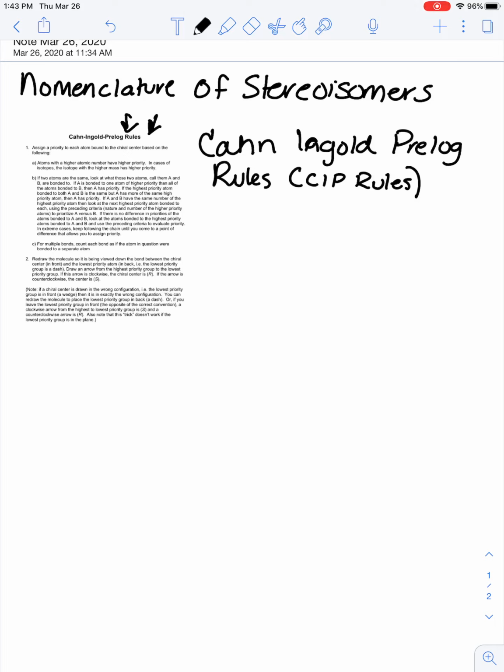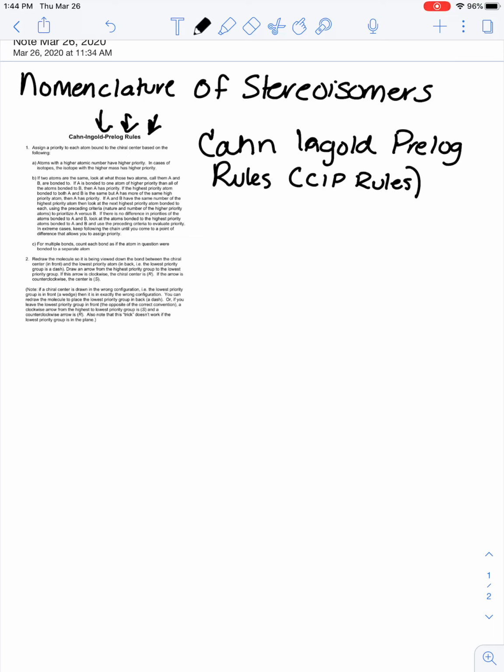We're going to continue on with chapter 5. Today we're going to be talking about the nomenclature of stereoisomers. So when we're looking at the nomenclature of stereoisomers, we can use the Kahn and Ingold-Prelog rules. They're also known as the CIP rules. This document right here is going to be in the course documents on Blackboard.